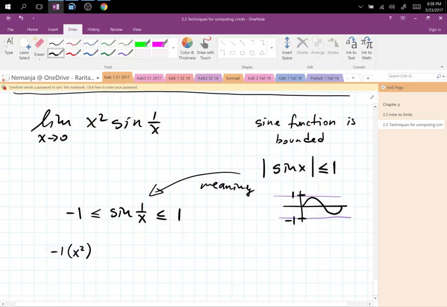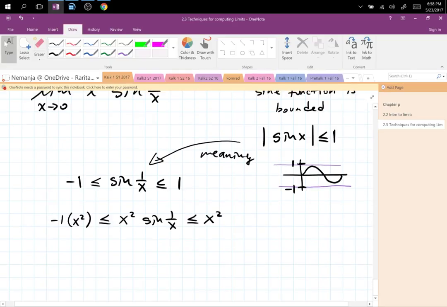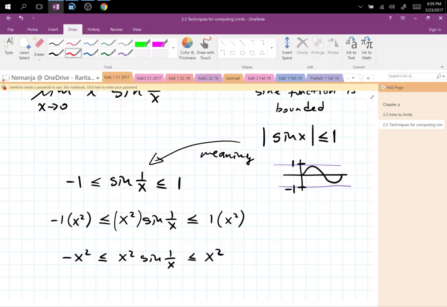Once I multiply all three sides by x squared, I just compute it, simplify it. And look what I found. I found two functions that I didn't know before. That's your f of x, that's your g of x, the original problem, and this is your h of x.